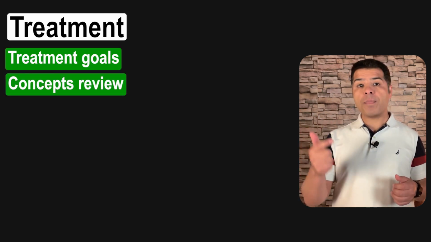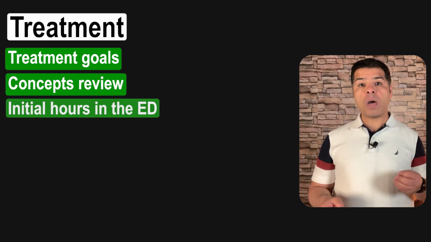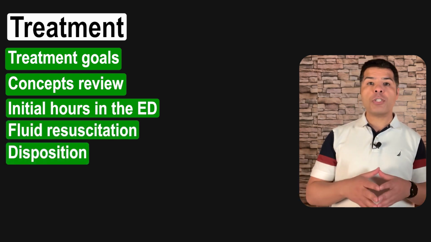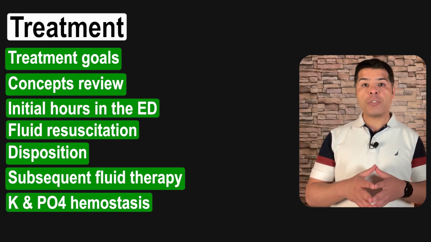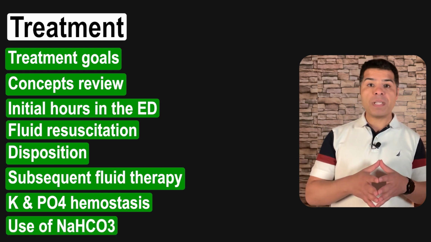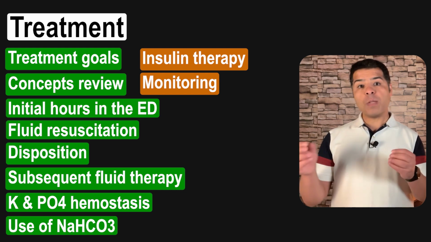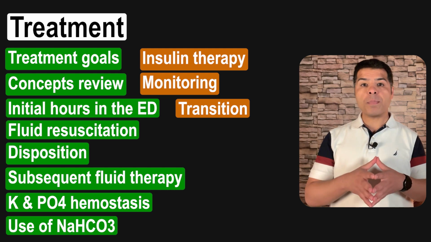which we will discuss the following: the goal of the treatment, the concepts of anion gap, effective plasma osmolality, and corrected versus measured sodium, the initial few hours in the ED, fluid resuscitation in the initial 4 hours, patient disposition, fluid therapy after the initial resuscitation, potassium and phosphorus homeostasis in DKA and nonketotic hyperosmolar hyperglycemia, the use of bicarb in DKA, insulin therapy, monitoring while on insulin therapy, and we'll finish with the transition from insulin drip to basal/bolus insulin therapy, when and how.